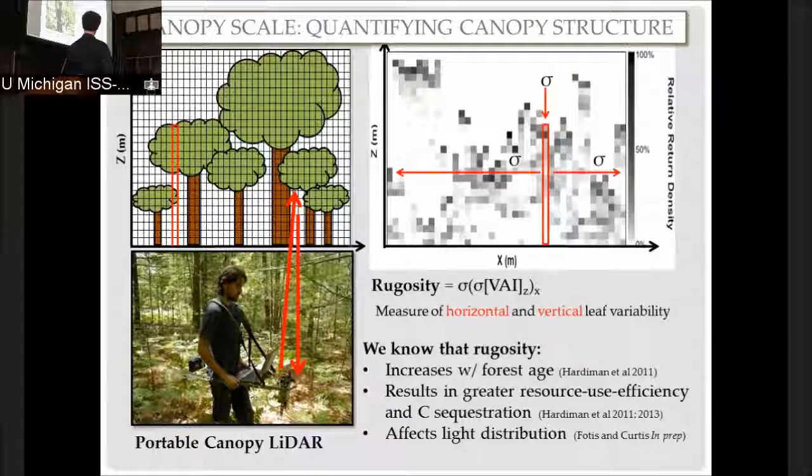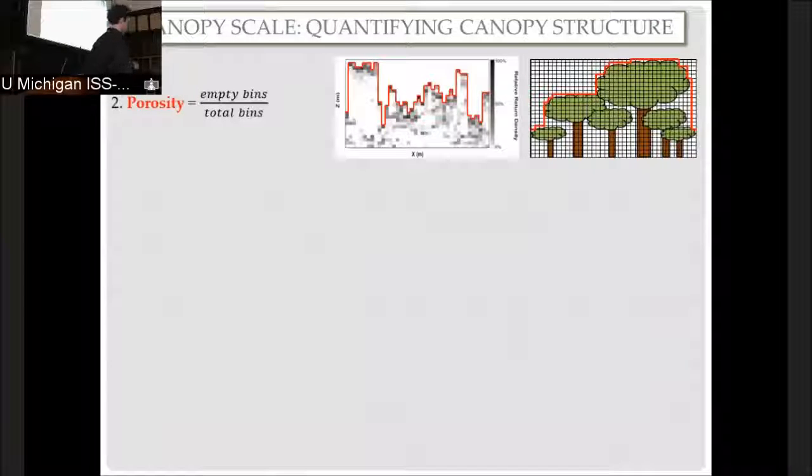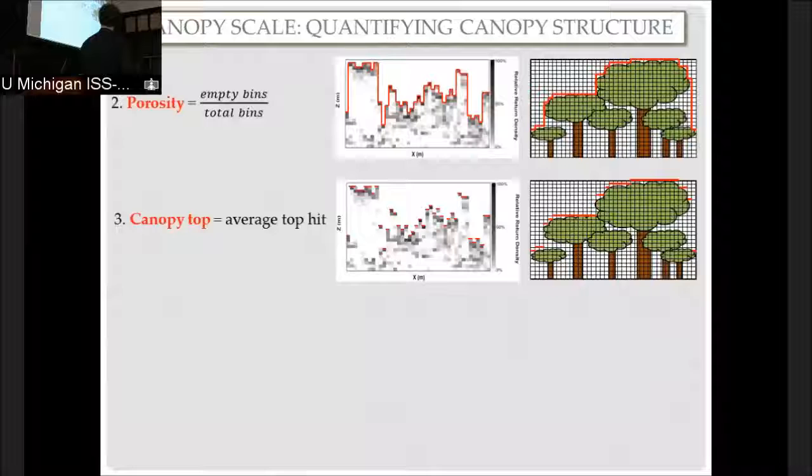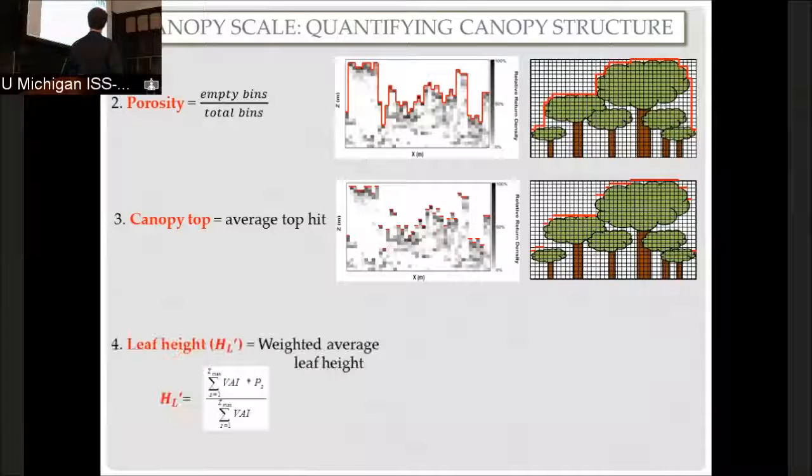Some other canopy metrics that we've been calculating are porosity, which is just the amount of empty space in the canopy. And this is calculated by adding up all of the empty bins with no returns up to the last return in each column, and then dividing by the total area of bins that make up that area. We also have the top of the canopy, which is just the average of the last returns in each column. And then we have an average weighted leaf height, which is just the average height of where most of the leaf material is located.